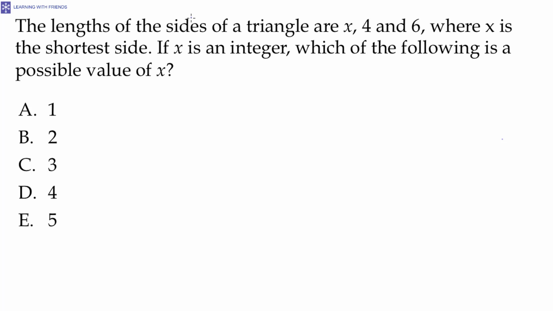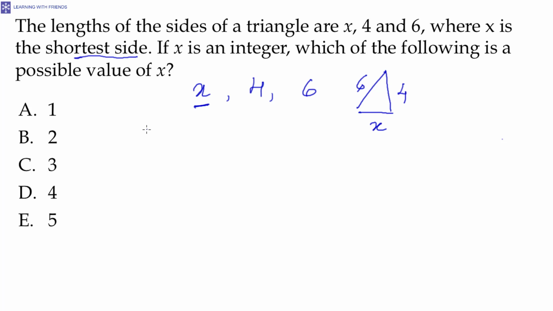Now, the sides of the triangle are given to us as x, 4 and 6, and we have to figure out the value of x with the condition that x should be the shortest side. So if this was my triangle, just a very rough figure, then the shortest side is x, right? So how do we go about it?